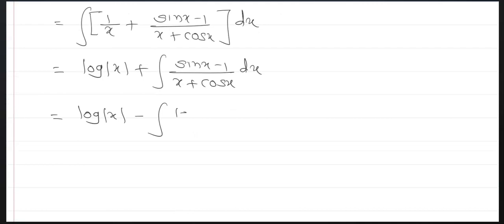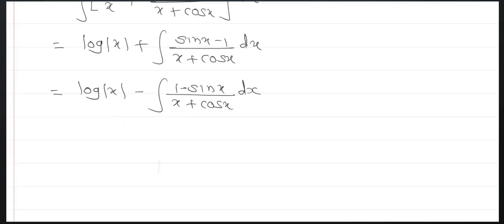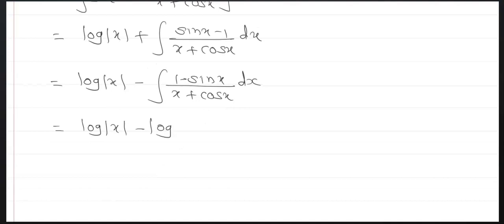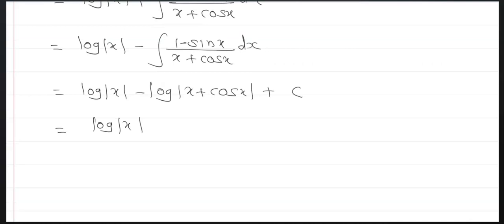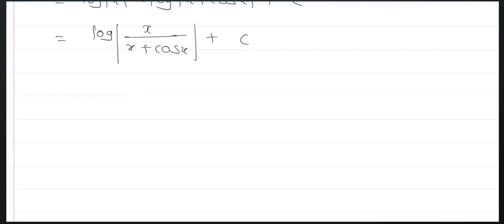That is log of mod of x minus 1 minus sin x upon x plus cos x. That is log of mod of x minus log of mod of x plus cos x plus c, and overall x upon x plus cos x plus c. Therefore the fourth option is the correct one.